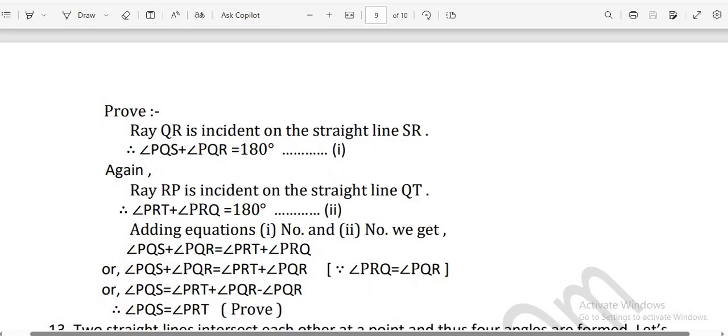Proof. Ray QR is incident on the straight line SR. Therefore, angle PQS plus angle PQR is equal to 180 degrees. Equation number 1. Again, ray RP is incident on the straight line QT. Therefore, angle PRT plus angle PRQ is equal to 180 degrees. Equation number 2.